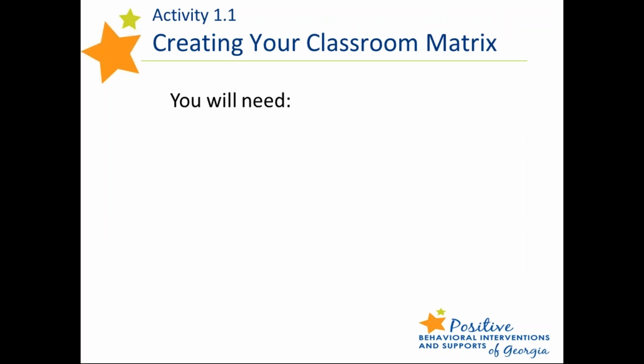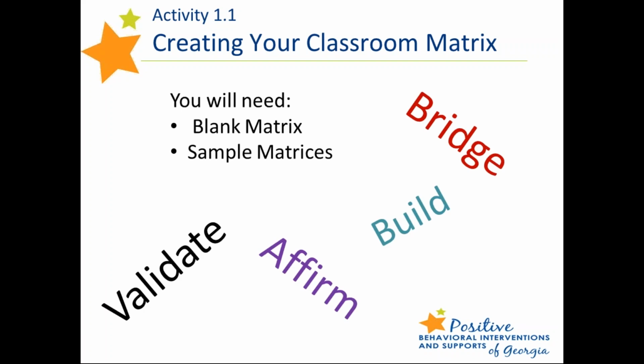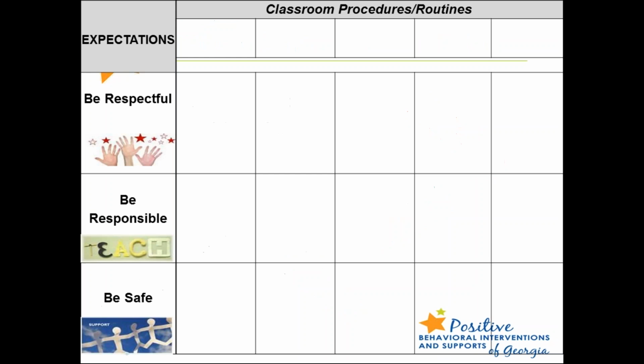We'll take some time to create a classroom matrix. Take a look at the blank matrix that was provided from the activities link. Also, take a look at the examples of some completed matrices that have been provided. And don't forget to validate, affirm, build, and bridge as you create your own matrix. This activity can be done individually or with a small group of teachers from the same grade level or subject. Pause this module as you do this activity. Press play when you are ready to continue. Next, we will begin walking you through the creation of your own classroom matrix.